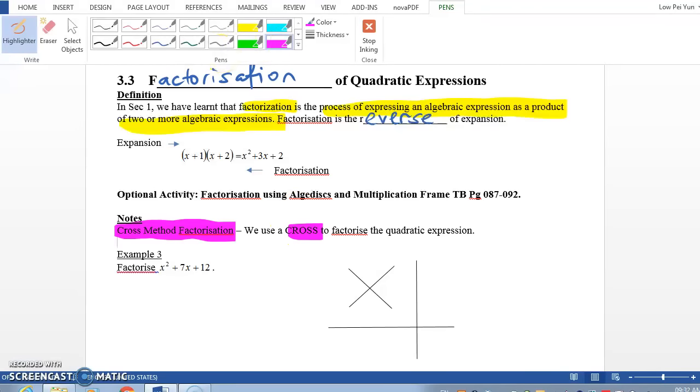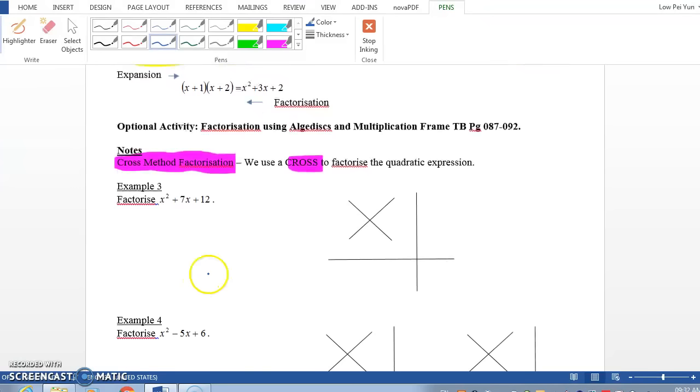Let me quickly explain. Okay, looking at example 3, we need to factorize x squared plus 7x plus 12. So with a cross and this frame, I'm going to place these terms onto this frame to factorize our example 3. Okay, so let's do it.